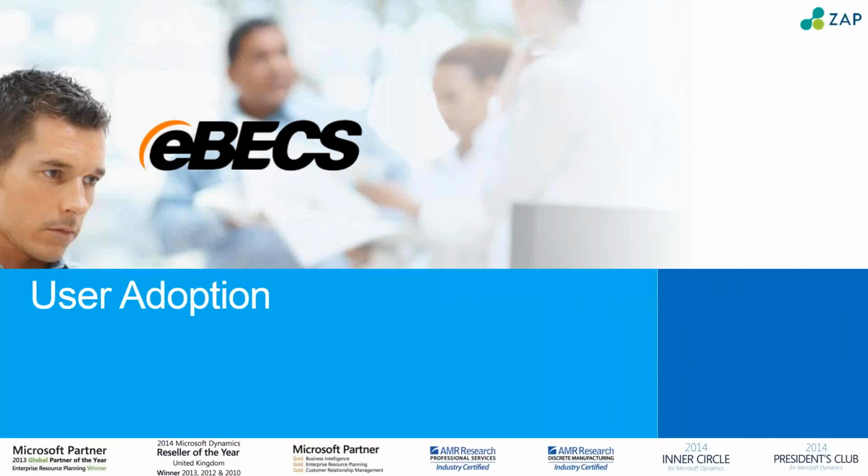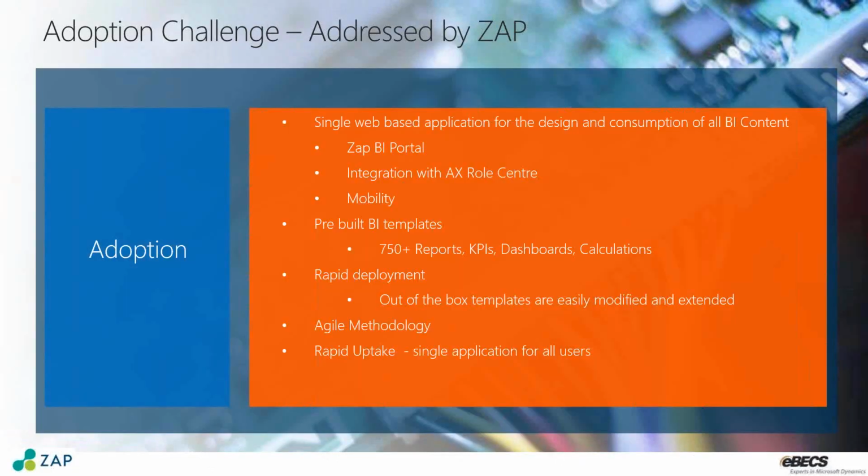So another really key element of a business intelligence application is user adoption. User adoption is something that we find is a real barrier to entry into business intelligence for a lot of our customers. Mainly this is caused by confusion of the number of different applications that are available. So what we have here with the ZAP Business Intelligence solution is a single application that's web-based, really easy for users to access.